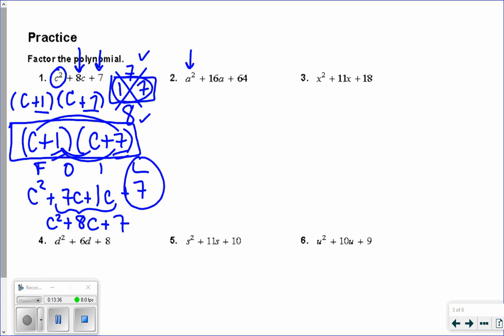All right, but let's try it again. Since our leading coefficient is 1, right away I know that my two binomial factors are going to start with an a times an a.